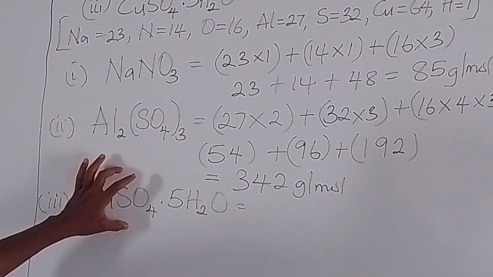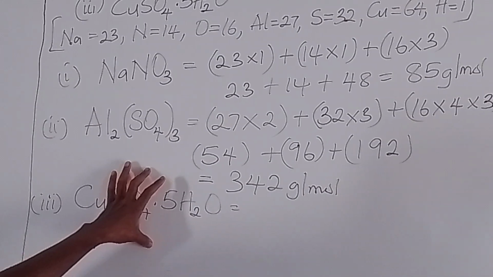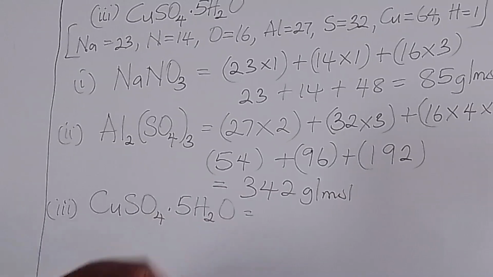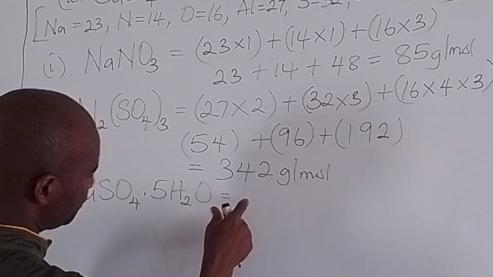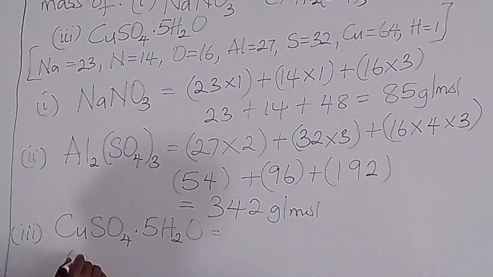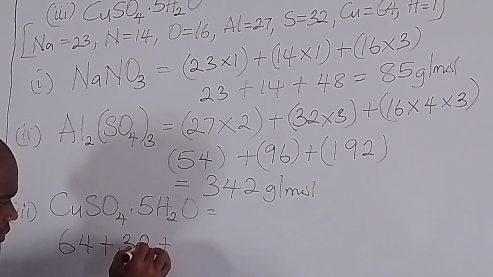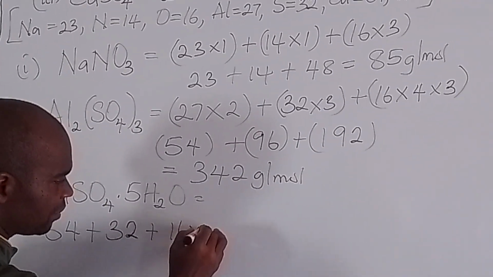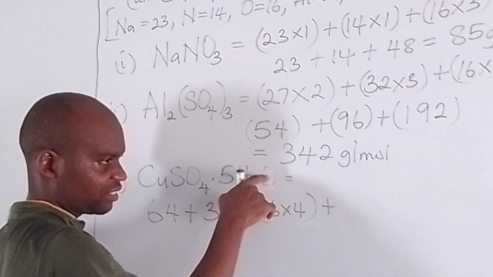And then lastly, this is copper 2 tetraoxosulfate 6 pentahydrate. Is a hydrated compound, copper 2 tetraoxosulfate 6 with 5 molecules of water of crystallization. Okay, so this will give us copper is 64. 64 plus sulfur is 32 plus oxygen. There are 4 oxygen atoms here, so that will give us 16 times 4 plus this 5 will multiply hydrogen and also oxygen.